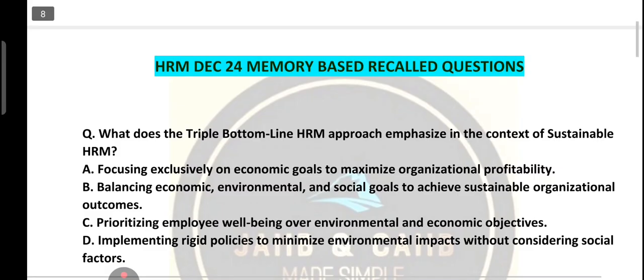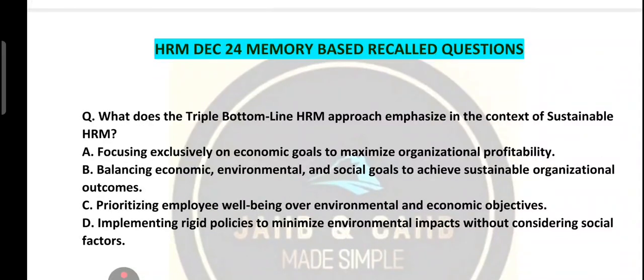What about option B? Balancing economic, environmental and social goal to achieve sustainable organization outcome. Yes, this is correct. Because economic means what? Profit. Social means what? People. Environmental means what? Planet. So there are 3 P. What are the 3 P? People, planet and profit form the triple bottom line. For example, a company that gives fair salary, uses eco-friendly packaging, still makes profit. That is the triple bottom line HRM in action.